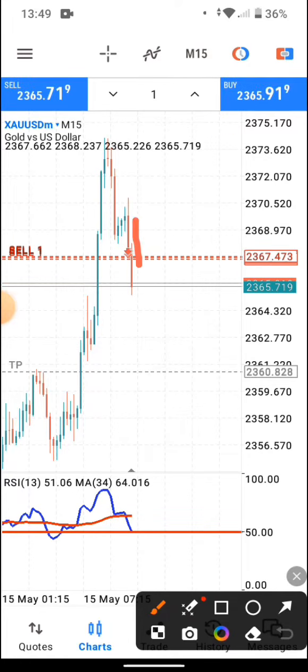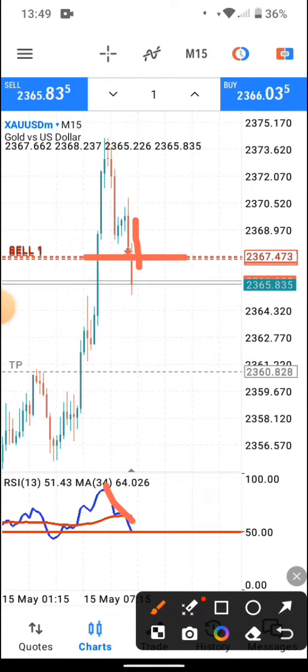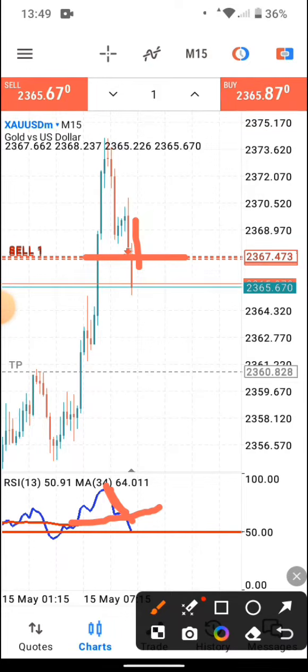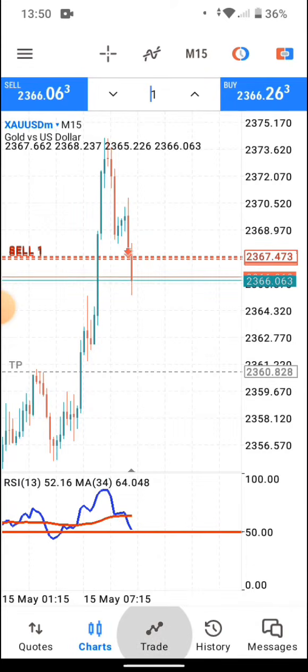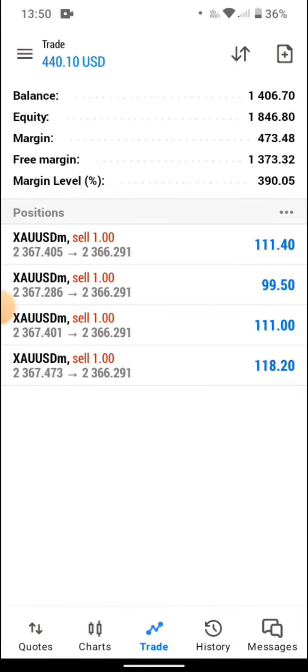So now you see we entered for our sell here. And you see from the moving average and the RSI, there is a crossover. I said whenever the RSI is below the 34 moving average, you want to go for a sell trade. So we enter, and currently we are making profit. You see, we are currently making profit. So our $500 is currently $1,800.